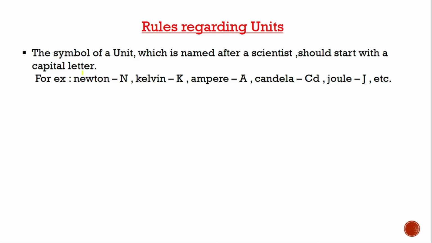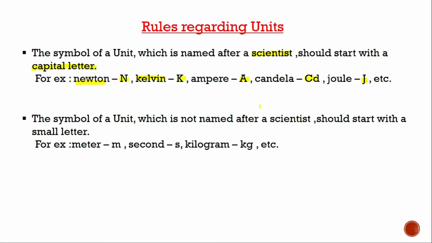The first rule tells us that the symbol of a unit which is named after a scientist should start with a capital letter. For example, Newton, which is the unit of force, should be written as capital N. Kelvin, the unit of temperature, should be written as capital K. In that same manner, the symbols of units like ampere, candela, joule, etc. should all be written in capital letters.